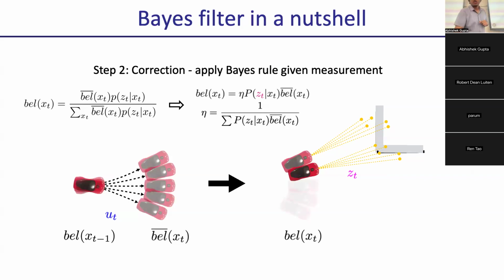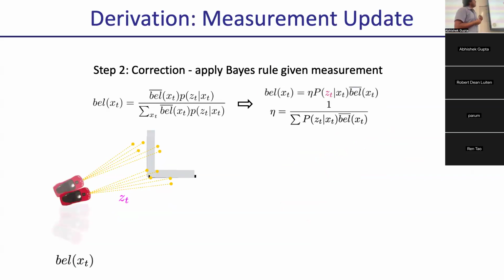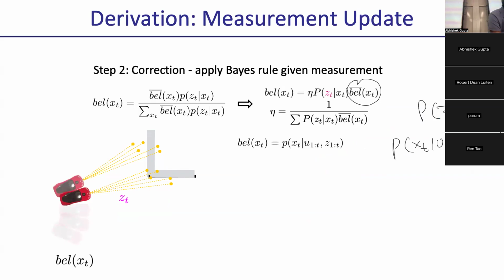No? Okay. Let's derive this. We're going to try and write the belief, which is x_t given u_1 to t and z_1 to t, in terms of belief bar, which is x_t given u_1 to t and z_1 to t minus 1, and the observation model, which is z_t given x_t. So we're going to try and write this in terms of these two things. So how do we start?